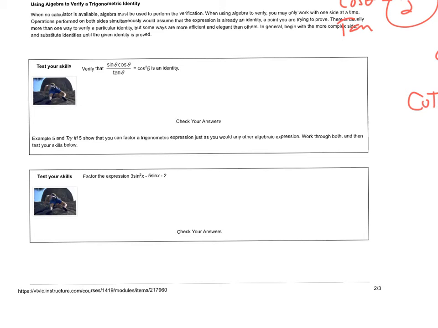So this is the fraction, which means divide. So sine theta over cosine theta over 1 times, here, let's see if I can erase this little piece here. No, it's not going to let me.